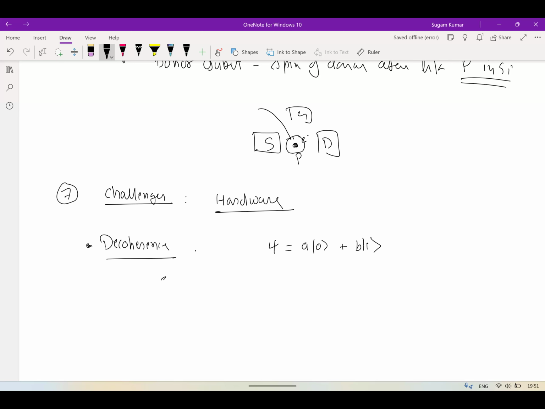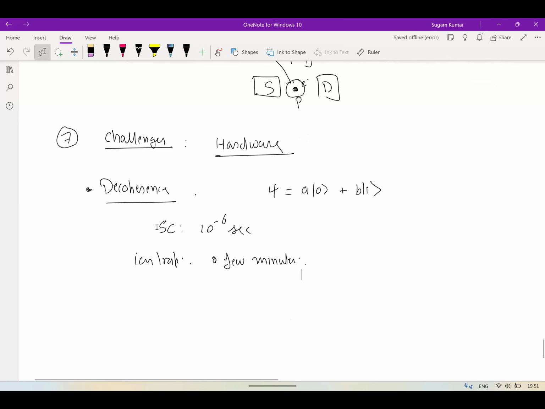As I mentioned, superconducting materials have a decoherence time of about 10⁻⁶ seconds, whereas the ion traps are much more superior in comparison. They can have a few seconds or a few minutes also. So we will see why decoherence comes into the picture. Then we'll talk about noise.